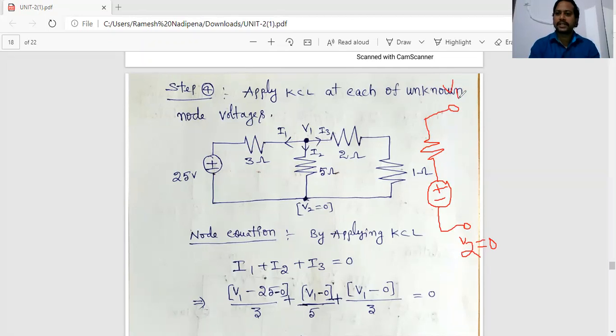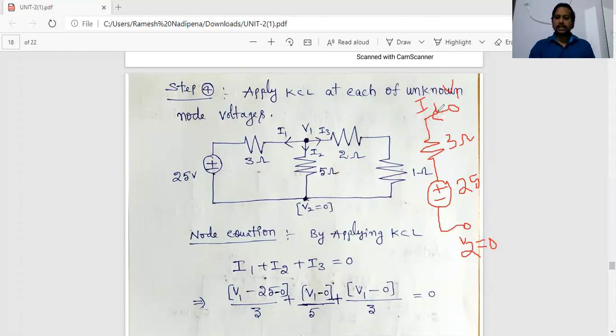Here I have assigned V1 as the variable. This one is a 3 ohm resistor, and this one is a 25 volt source. I consider the first branch of the given network. Now here, what is the current direction? What is my assumption? Towards this. That is my I1, so the current passing through this branch is I1.